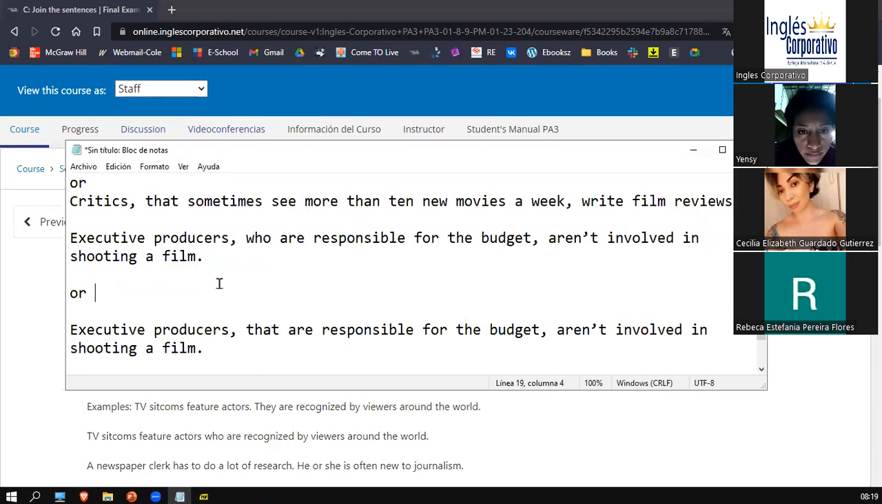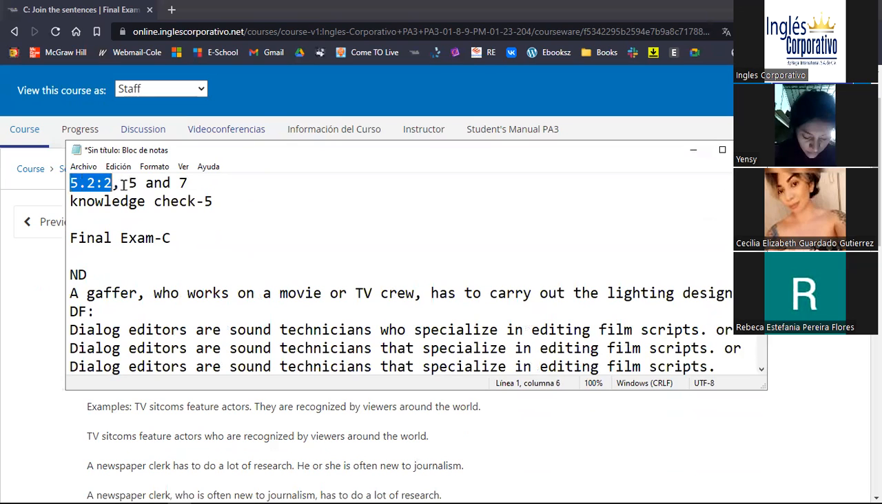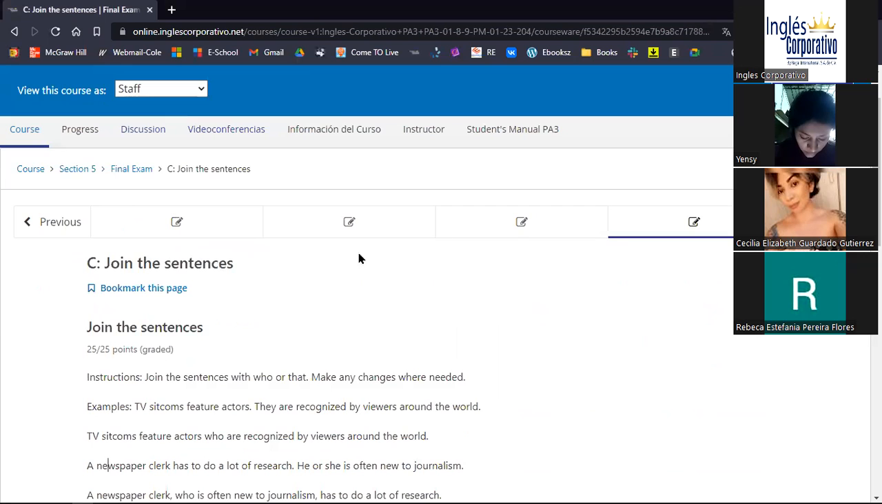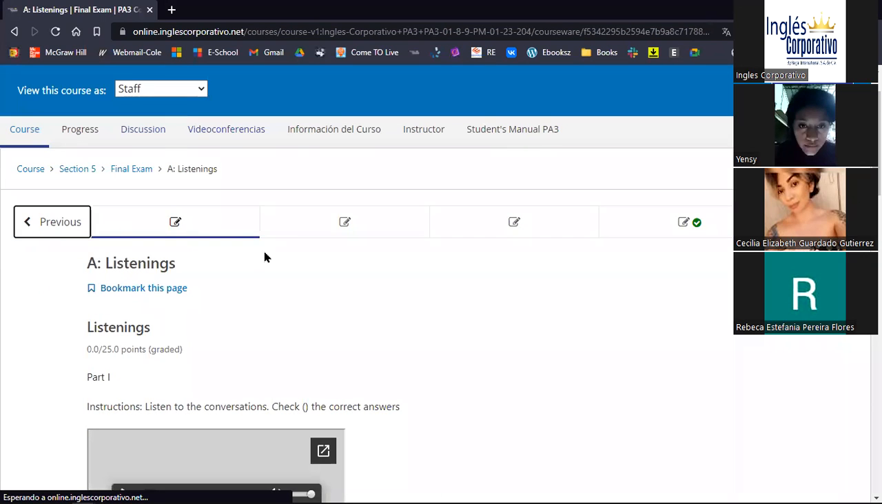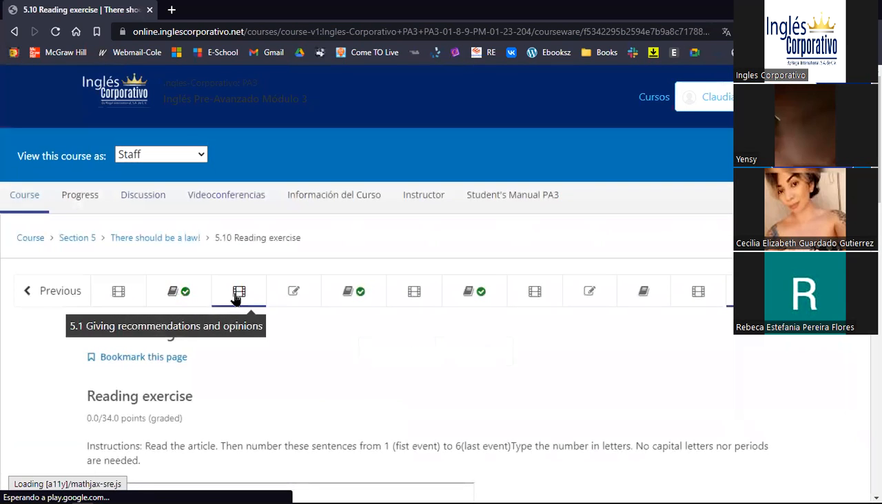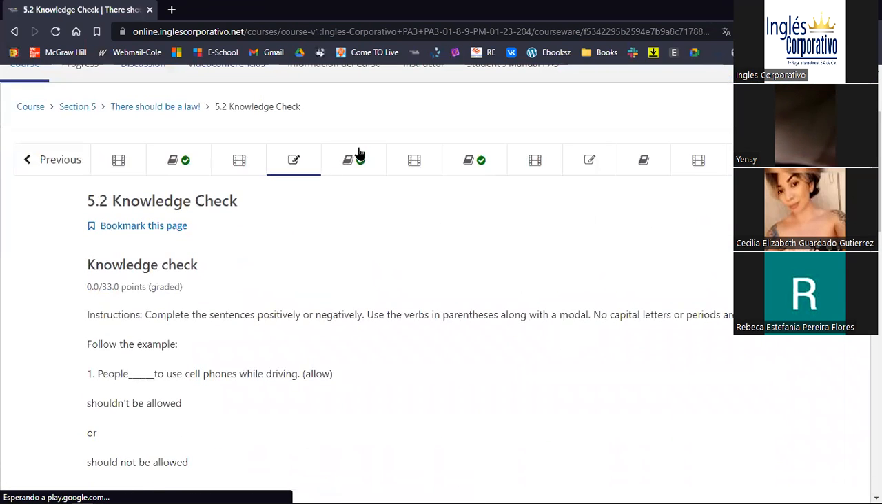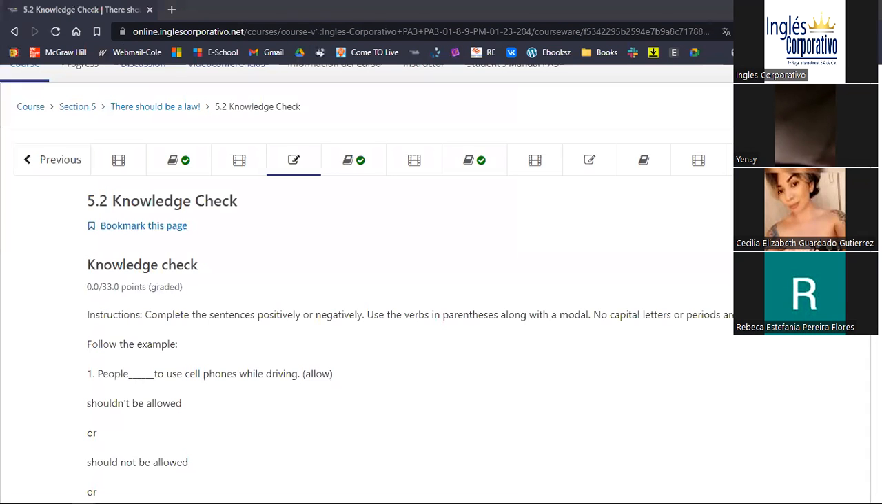Now, then we have to go back here because the other one is 5.2, it says, okay? 5.2, I'm going to come here. It's a knowledge check, right? Okay, it's a knowledge check, and we're going to move to this 5.2. One second. There we go. So number one, it says complete the sentences positively or negatively. Use the verb in parentheses along with a modal. No capital letters or periods are needed.